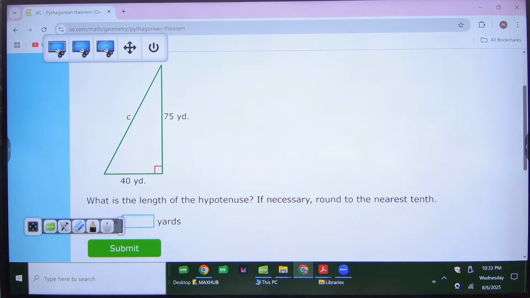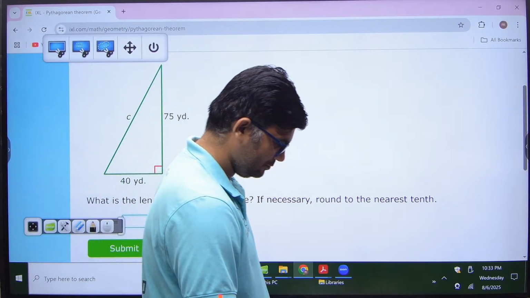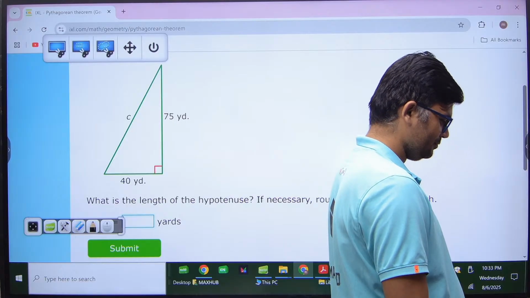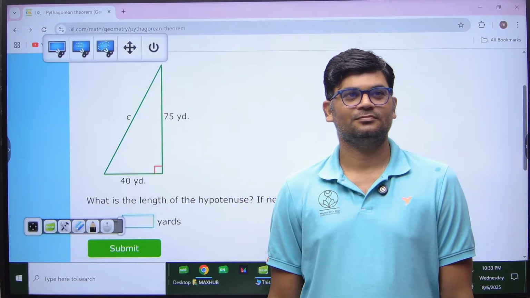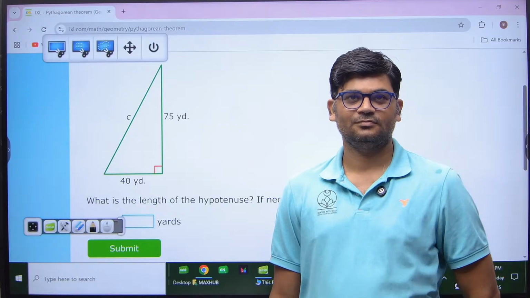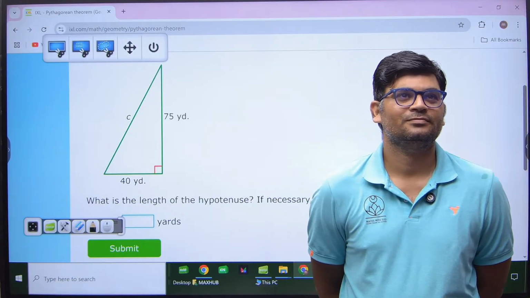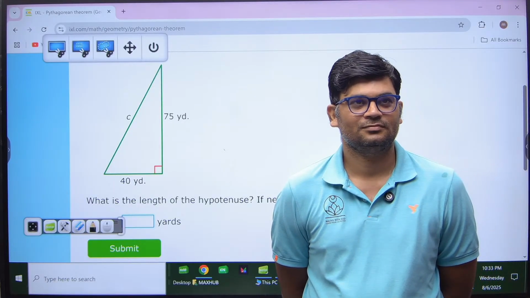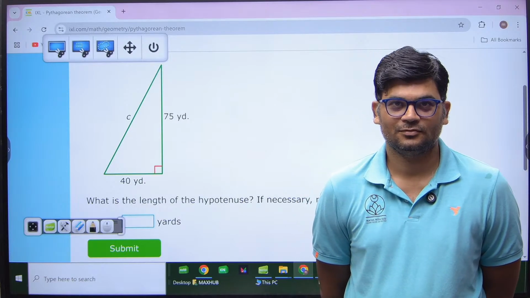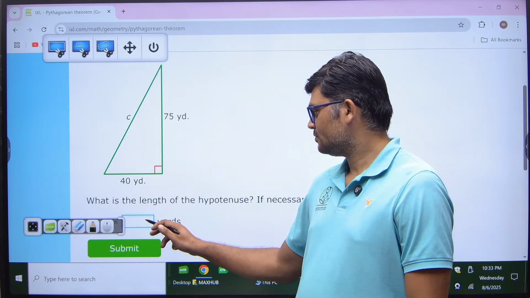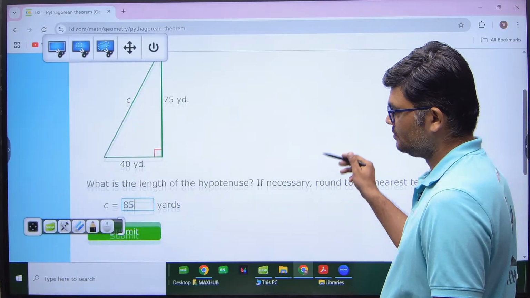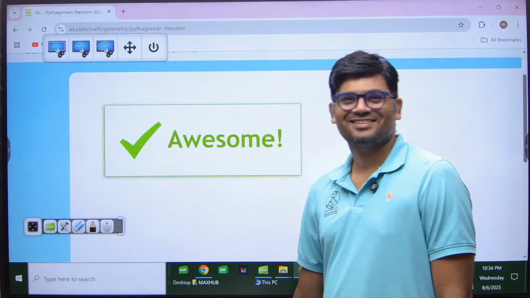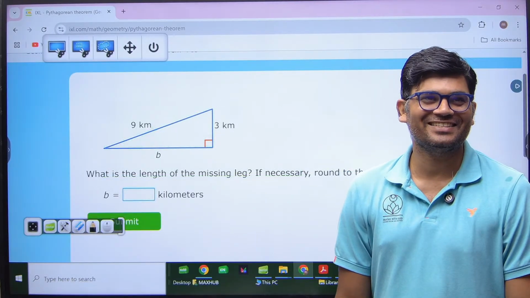40 divided by 5 is 8. And 75 divided by 5 is 15. Okay. So it's 8, 15, 17. So 17 times 5 is 85? Correct. How quickly you are finding this?